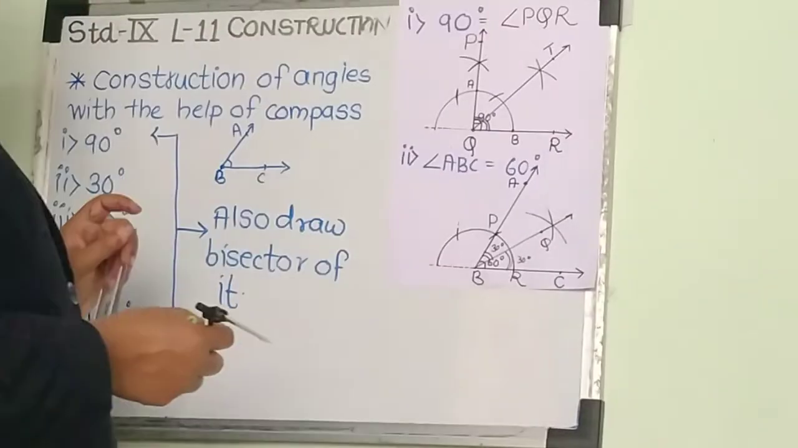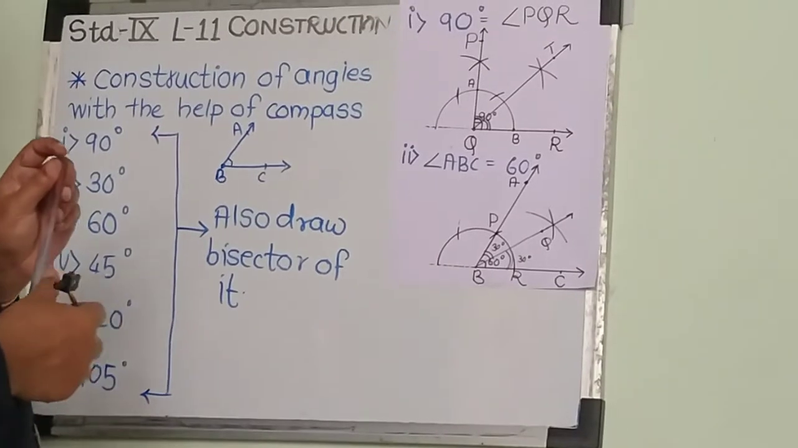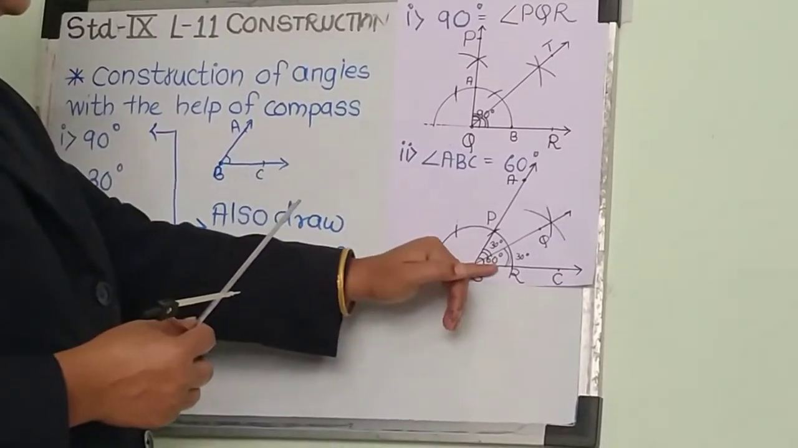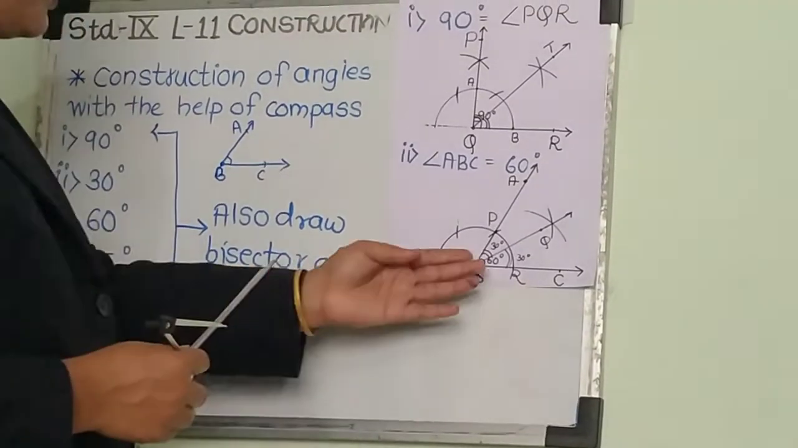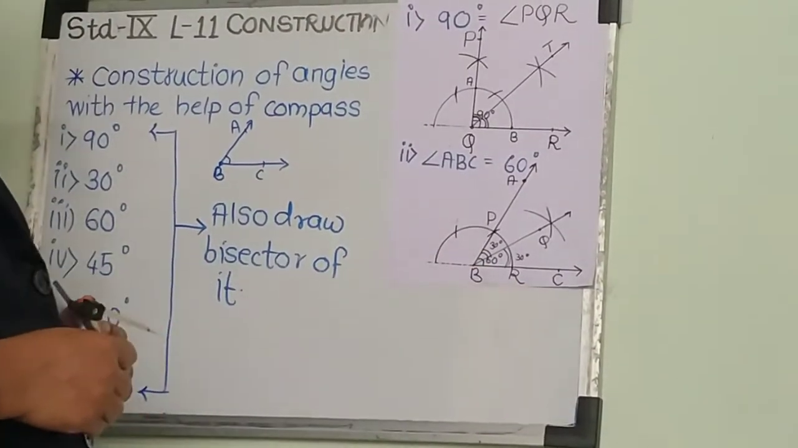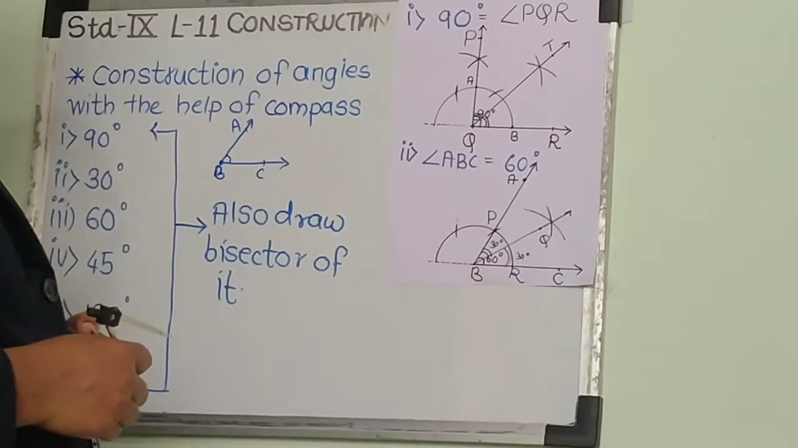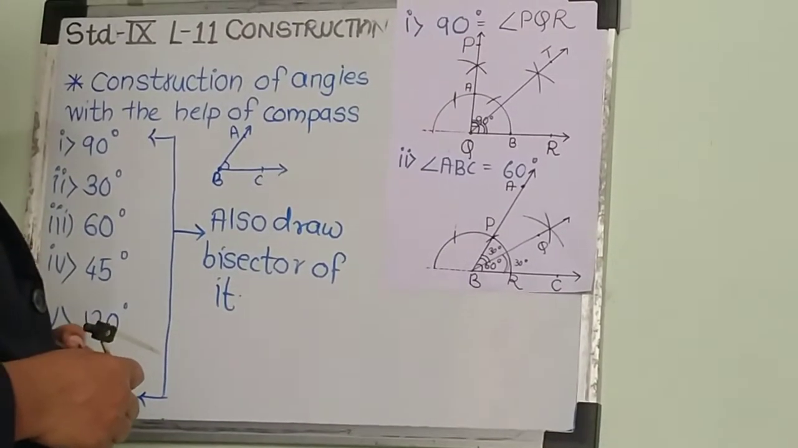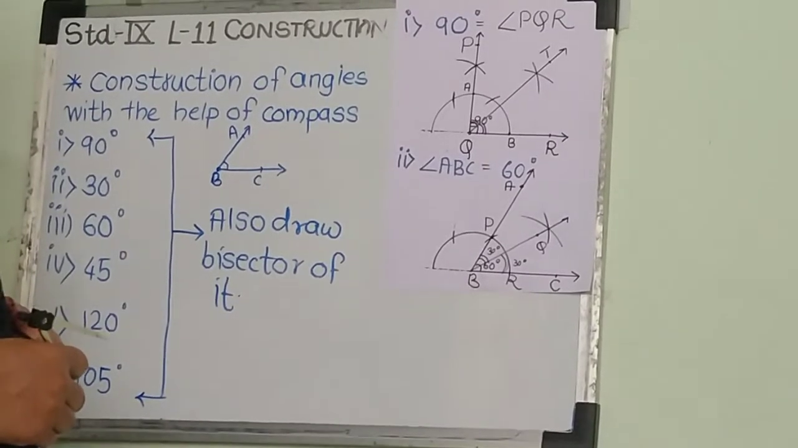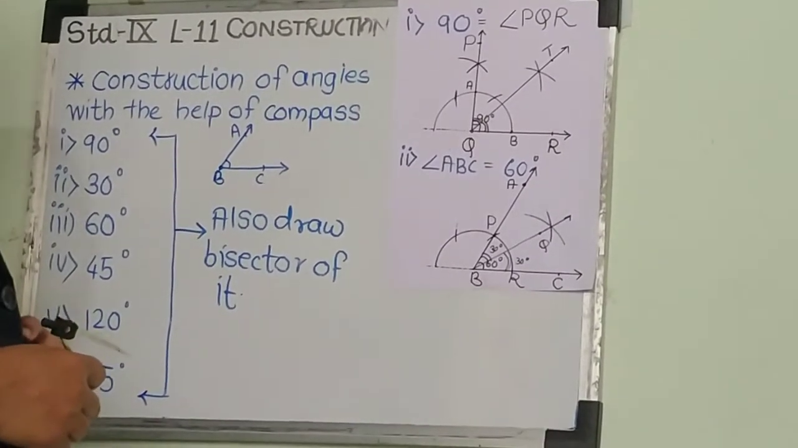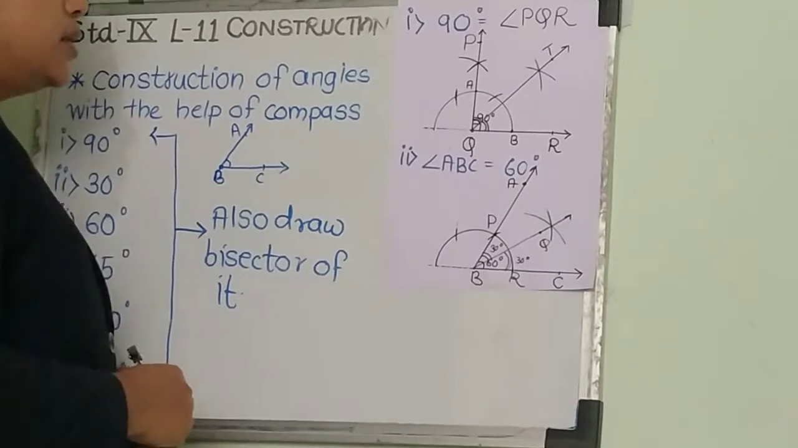Bisect means your angle is divided into two equal angles. So half of the 60 degrees will be 30, 30. Understood how we can draw the angle 60 degrees and its bisector? Now your turn. You are going to start the construction.